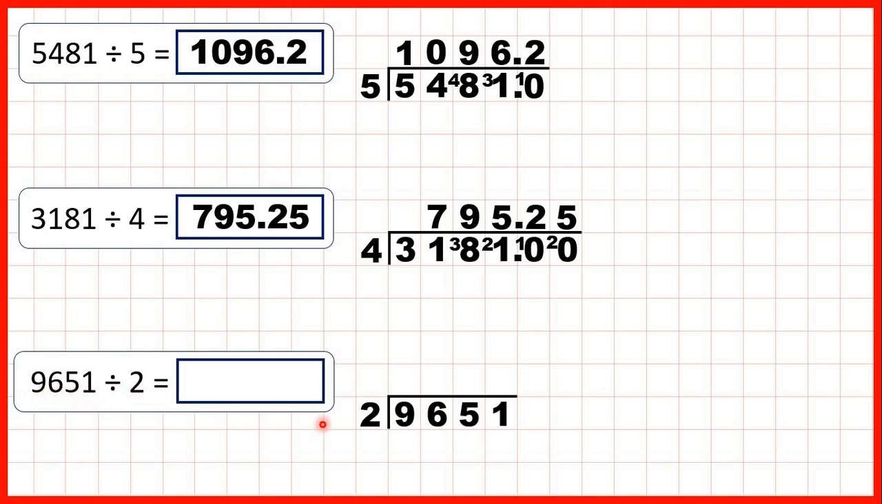Finally, we have 9,651 divided by 2. 9 divided by 2 is 4 remainder 1. 16 divided by 2 is exactly 8 with no remainder. 5 divided by 2 is 2 remainder 1. And 11 divided by 2 is 5 remainder 1. So we extend with a point 0, copy up the decimal point, and write our remainder 1 in front of the tenths digit. So that gives us 10 tenths, and when we divide that by 2, we get 5. So our answer is 4,825.5.